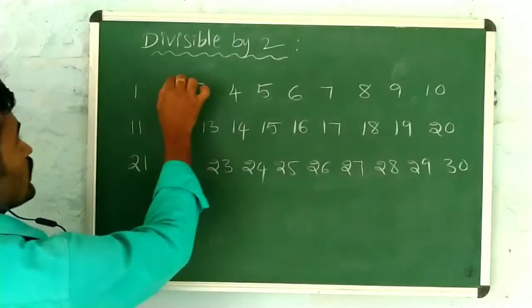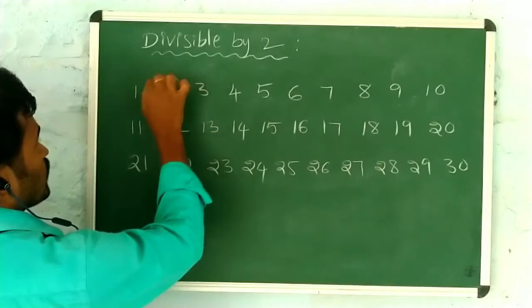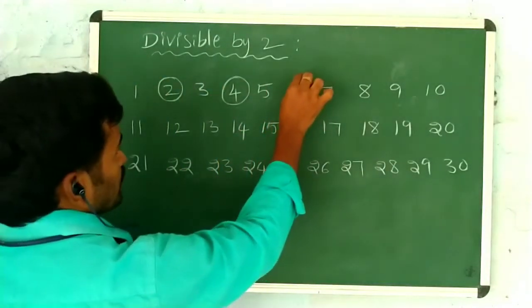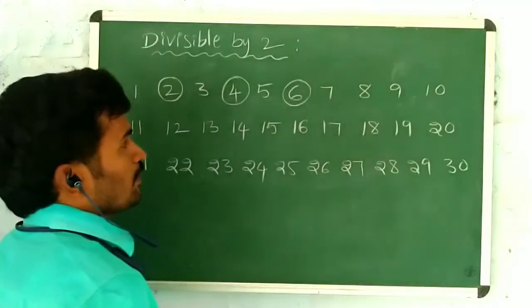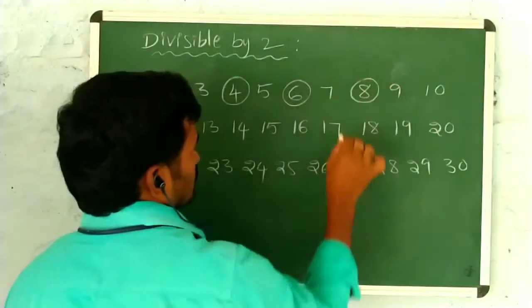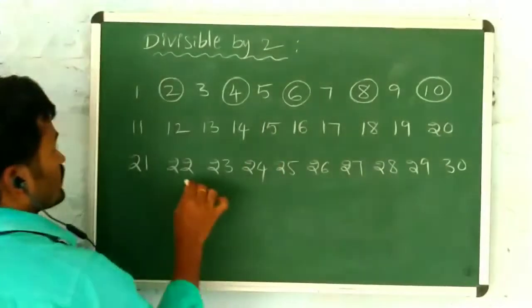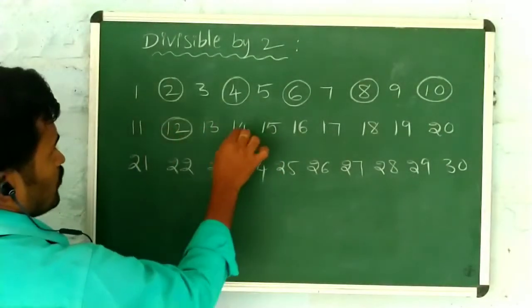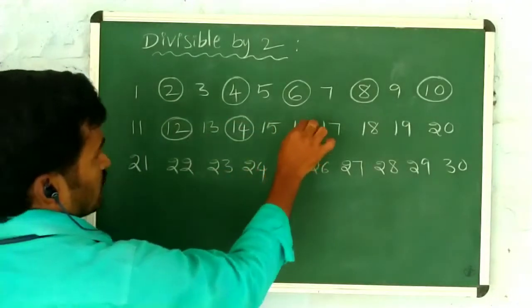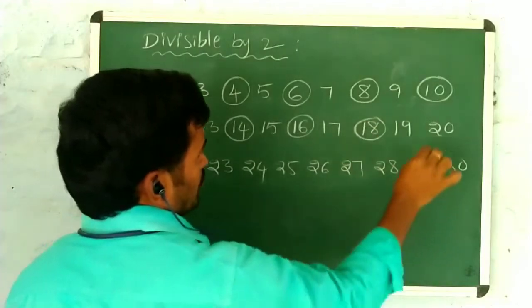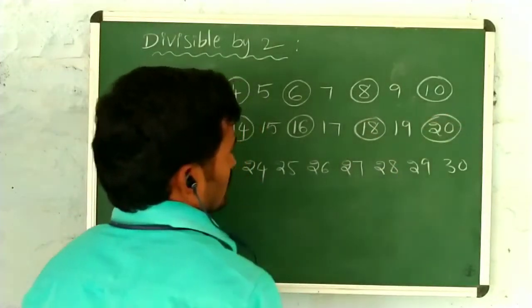Means what? 2 1 ja 2, 2 2 ja 4. Like that, all two multiples, circle like this. Make a circle like this. All two multiples, make a circle. Which numbers will come in the two table? Circle like it.